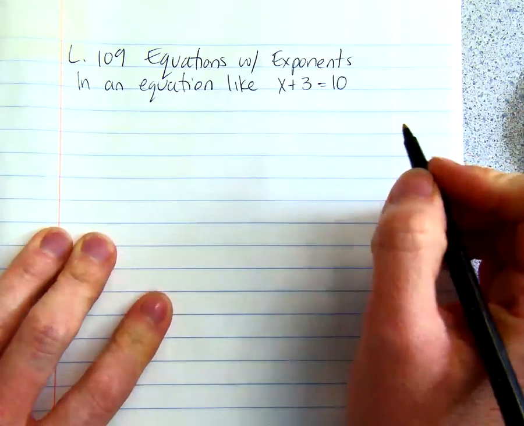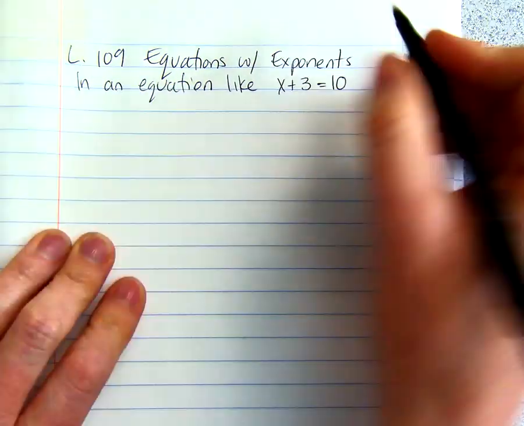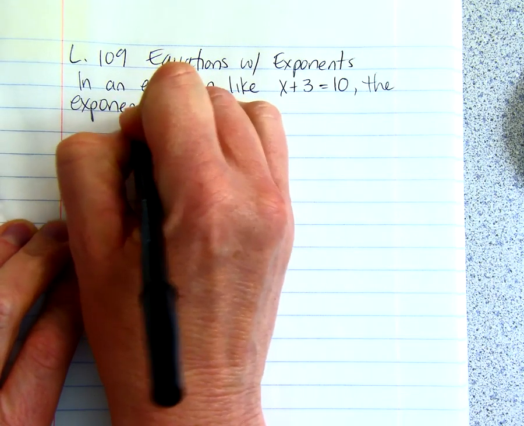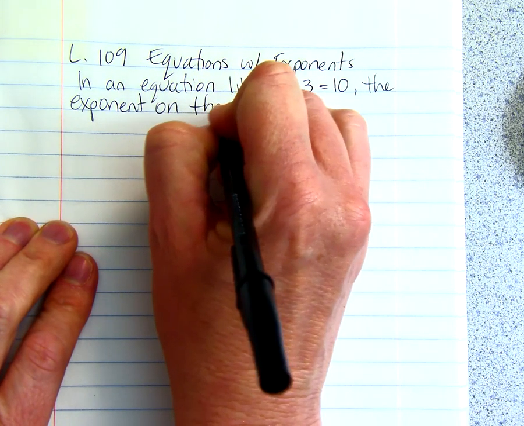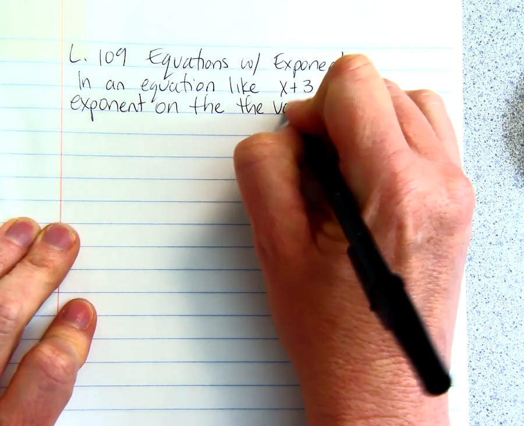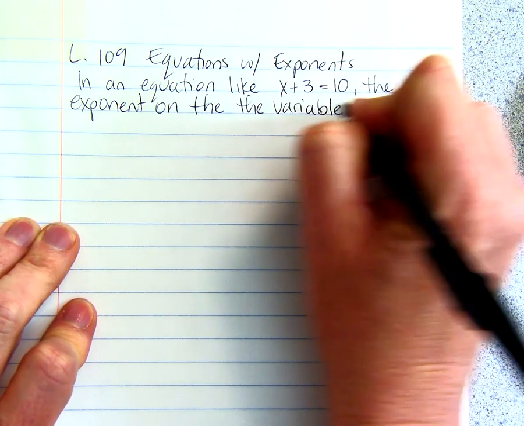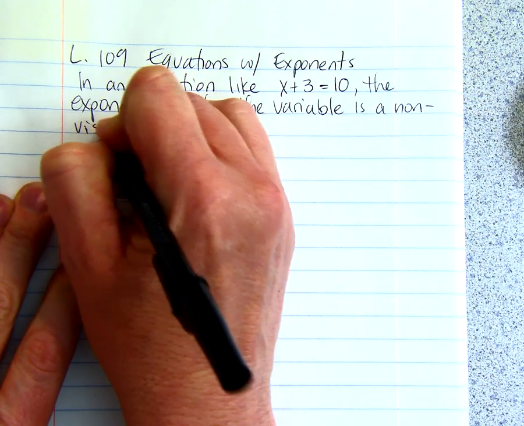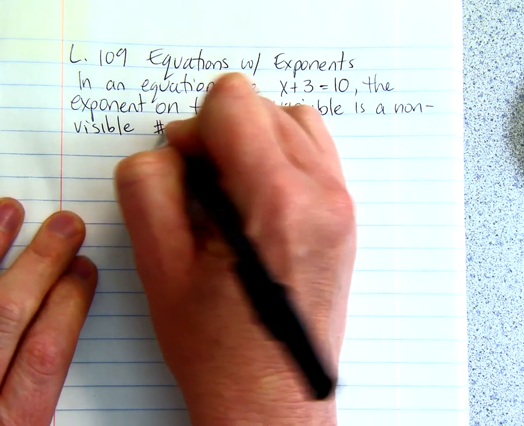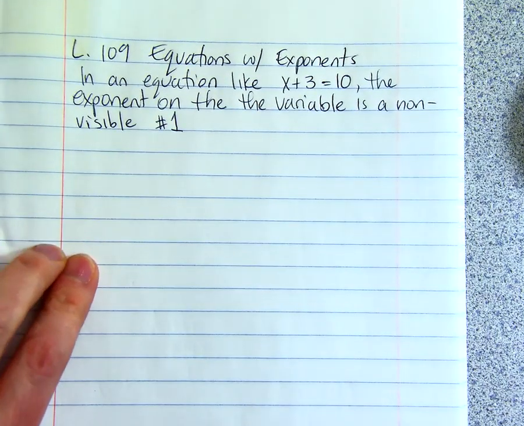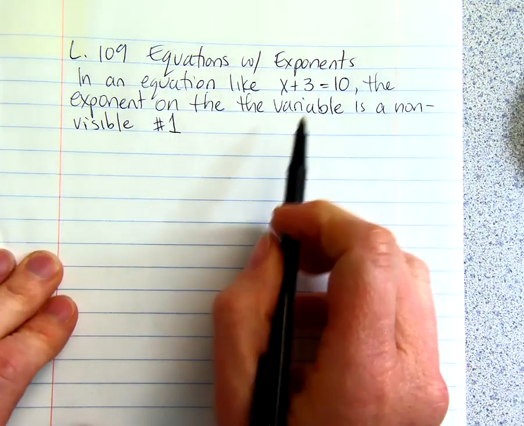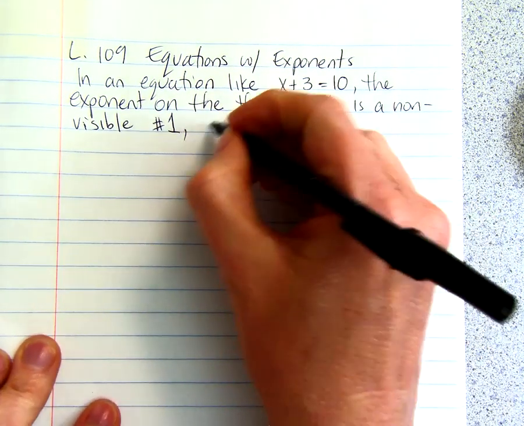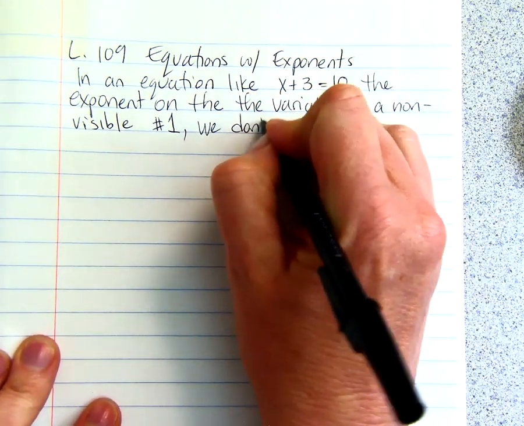The exponent on the variable is a non-visible number 1. So you don't see the 1, but the exponent is actually a 1 on the x. And we don't write it if it's a 1.